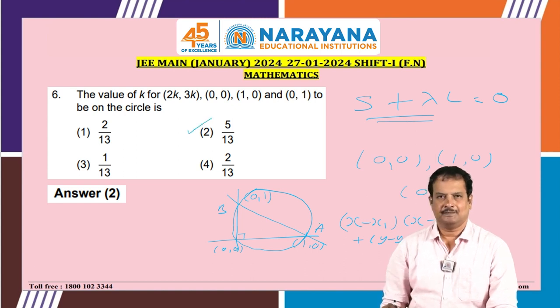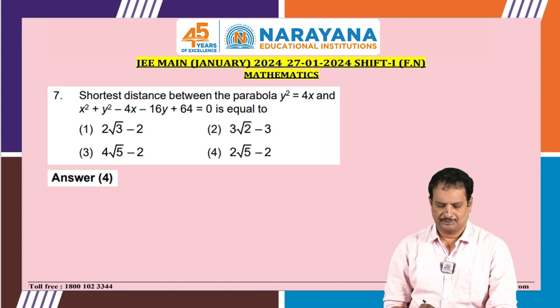So we are just using the circle having AB as a diameter, where A stands for 1, 0 and B stands for 0, 1. I told you already, even if it is not a right angle triangle, still we can use the S plus lambda L equal to 0 concept. Now let's go to the next question.